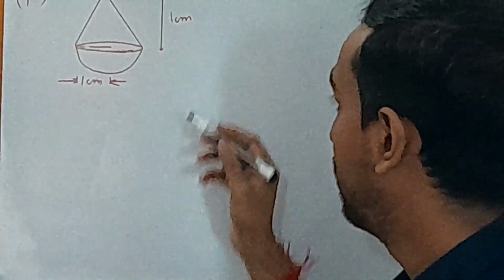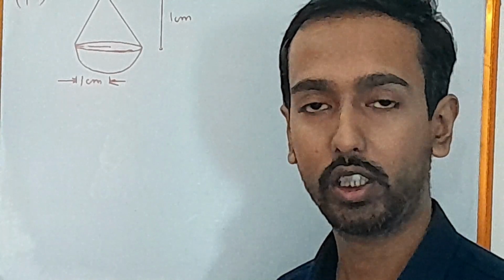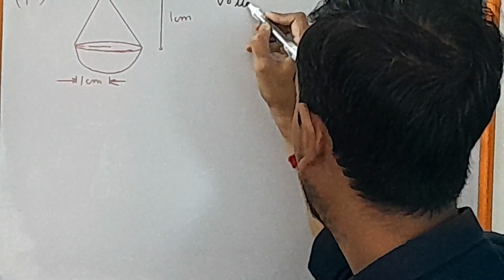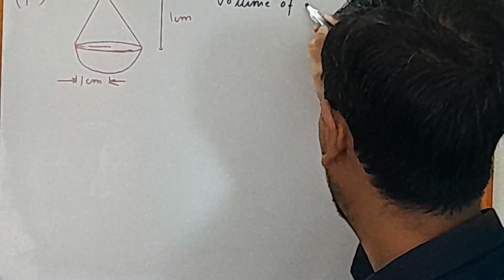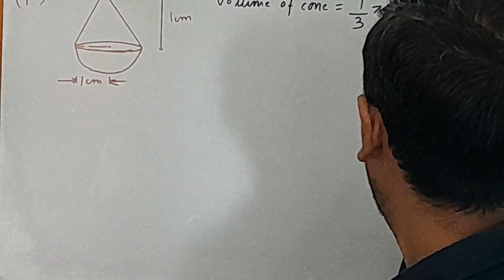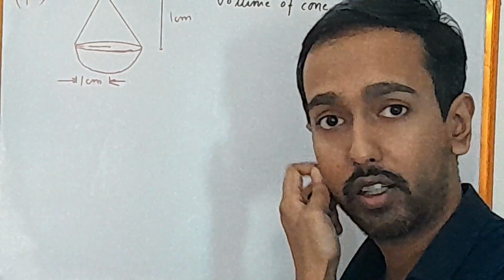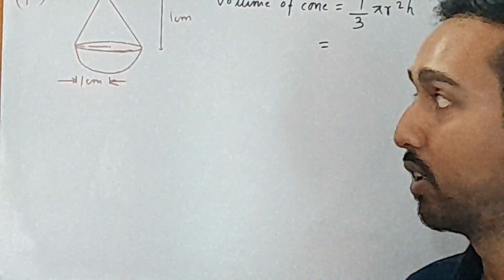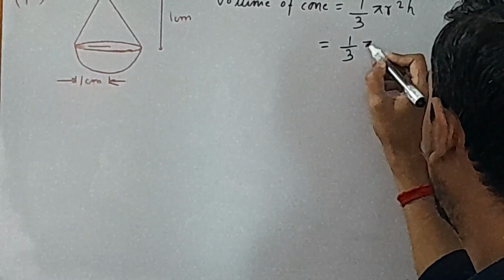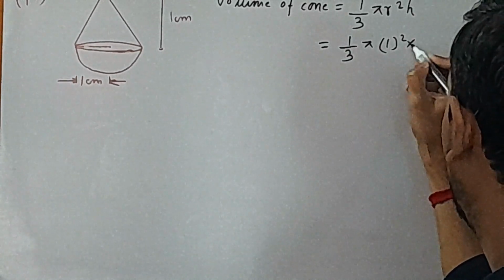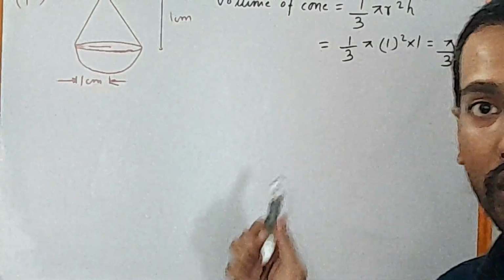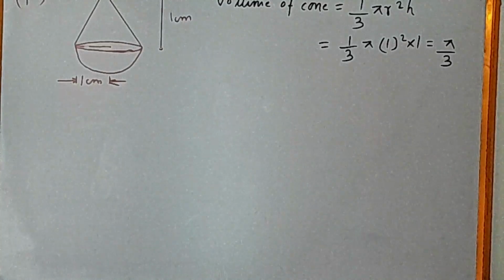So let's proceed. This is the cone. We know that the volume of the cone is given by 1 by 3 pi r square h. We see that here the radius of the cone is 1 centimeter and the height is 1 centimeter. So we will keep the answer in terms of pi only. So the volume of the cone comes out to be pi by 3.